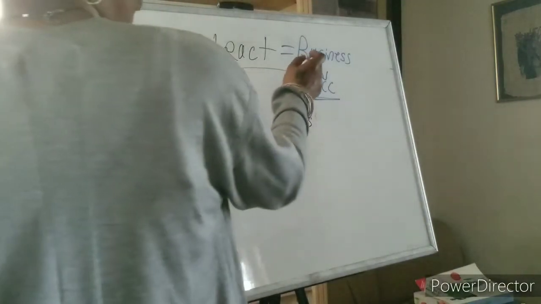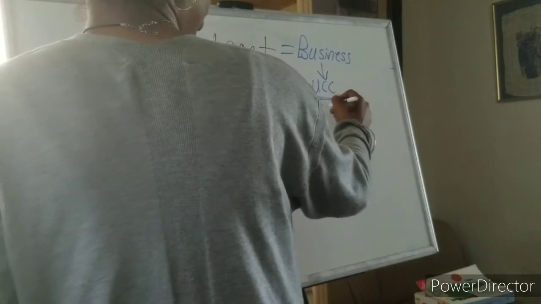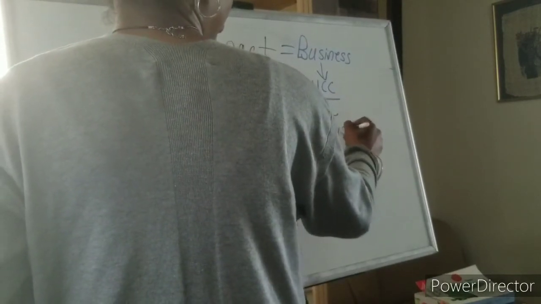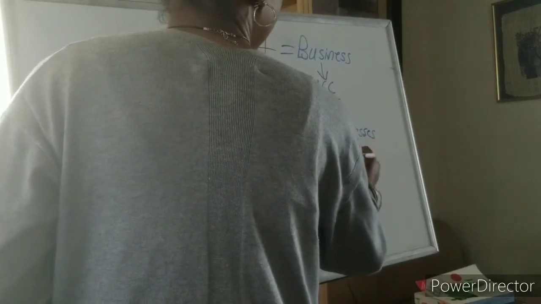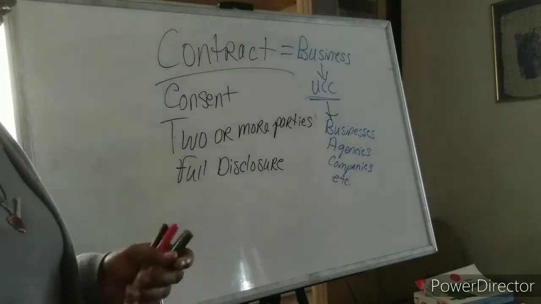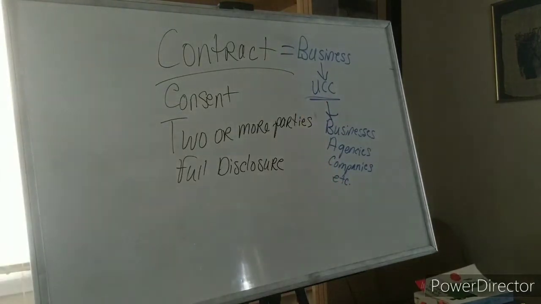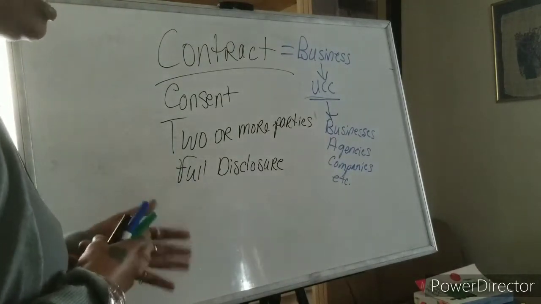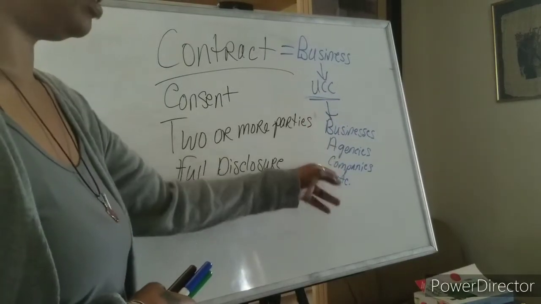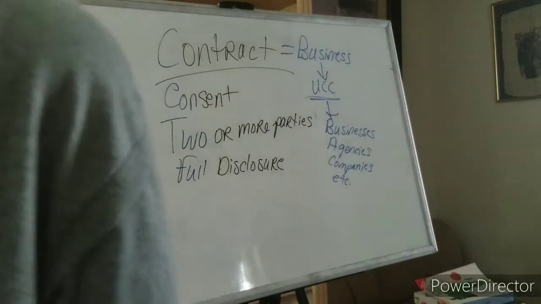So now that we know UCC governs business, that means that UCC also governs businesses, agencies, companies, etc. Whatever they try and name it as. Corporations, businesses, companies, agencies, admin, whatever they try and name it as. The UCC would govern these things because they are business, and UCC governs business, right?